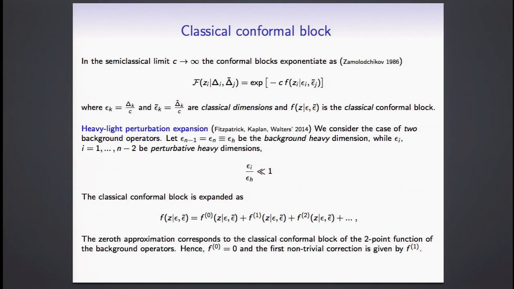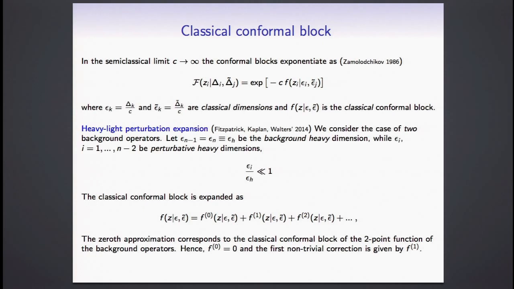They are given by ratios of the original conformal dimensions and the central charge. So classical conformal blocks could be quite complicated functions with many interesting properties. For example, in the 4-point case on a sphere, the classical conformal block can be shown to satisfy the so-called Painlevé equation. But for our purposes, we can use this so-called heavy-light perturbation expansion. It drastically simplifies the analysis of the classical conformal block.